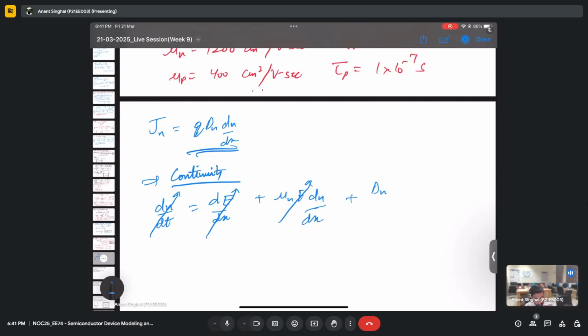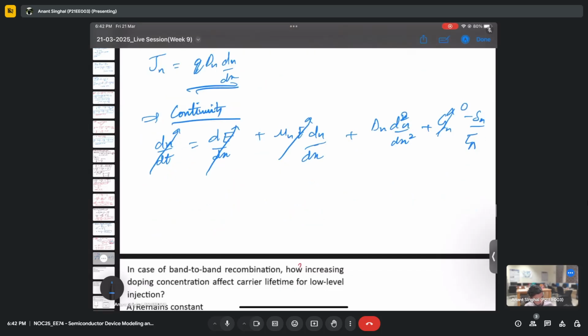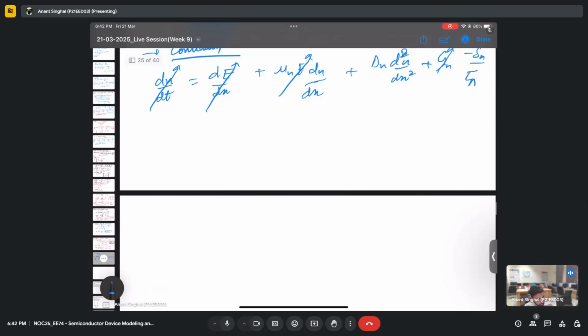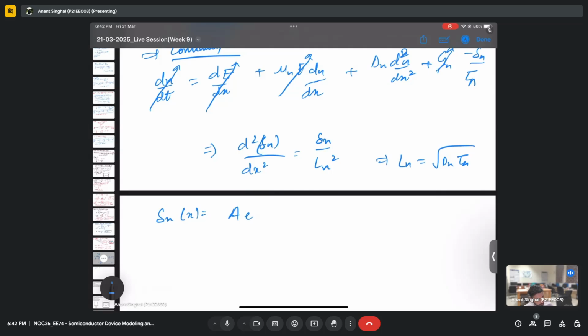The only concentration gradient term will be the d2n over dx2, plus there is no light, and minus the recombination rate. So this will reduce to one of the special cases that I have discussed in the above slides. It will reduce to d2 delta n over dx2, where I'm replacing n with delta n because those are the excess carriers, equals delta n over Ln square, and this Ln is again the square root of Dn tau n. This has already been discussed, and the solution of this came out to be, at x, A exponential of minus x by Ln plus B exponential of x by Ln.